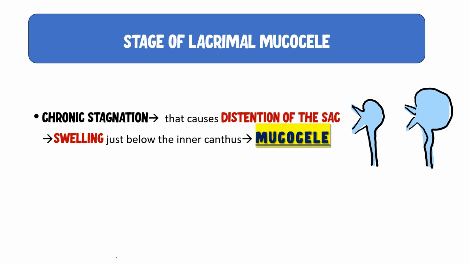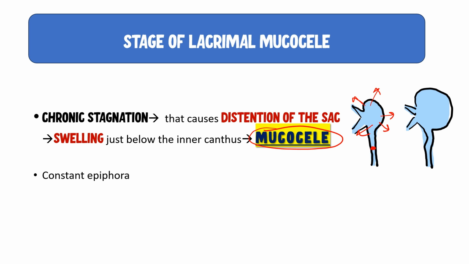Now let us move to the second stage, which is the stage of lacrimal mucocele. So what happens here is that, as I told you, in dacryocystitis we have an obstruction at the distal part of the NLD, because of which we have stasis of tears. Now chronic stasis will actually lead to distension of the lacrimal sac, and this distended lacrimal sac will present as a swelling at the inner canthus, and this swelling is called the mucocele.